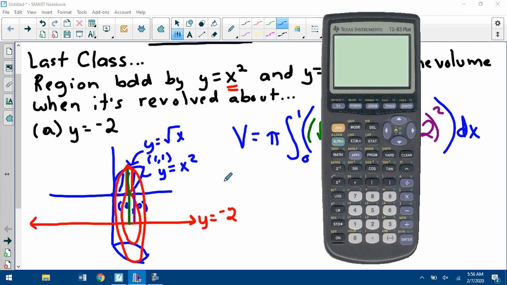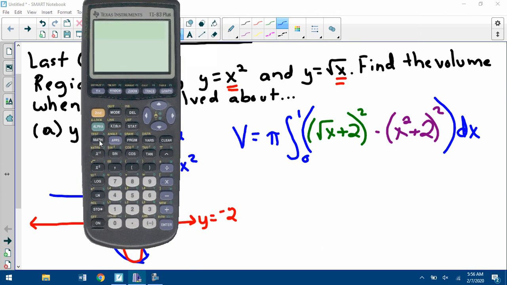And the setup is the most important part, so now you can go type it into your calculator. I've only got an old calculator to work with today, so you have to bear with me. It's math 9. You have to put in parentheses, radical x, plus 2, parentheses squared, minus, parentheses, x squared, plus 2, all that squared, comma x, comma 0, comma 1. I know it's going to be a lot faster on your calculators.